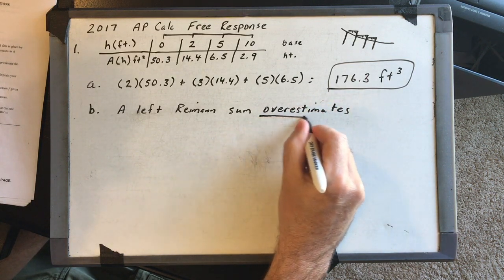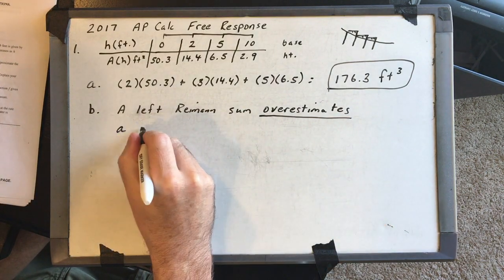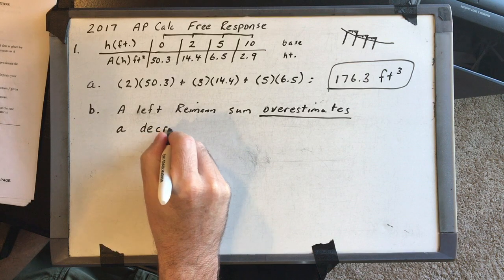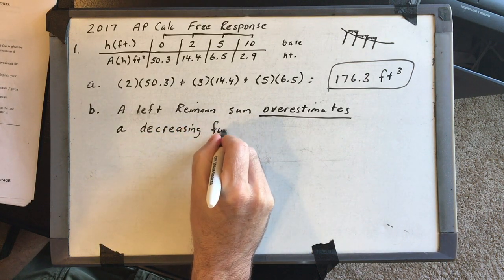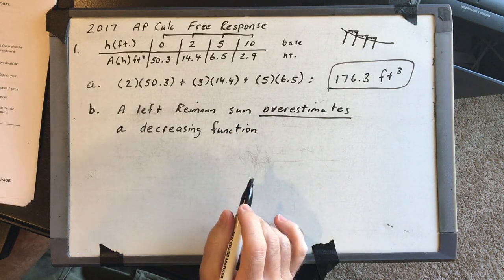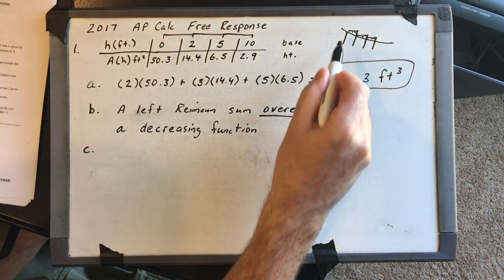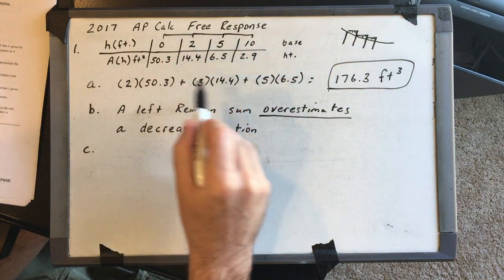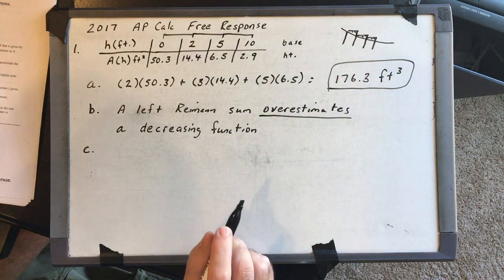Okay, so for the AP people, you want to underline that or circle that. A decreasing function. Of course, if this were an increasing function, it would underestimate it, a left sum. All right, so if you're not sure, just draw out, is this function decreasing or increasing? Draw it out and draw a few rectangles like that.